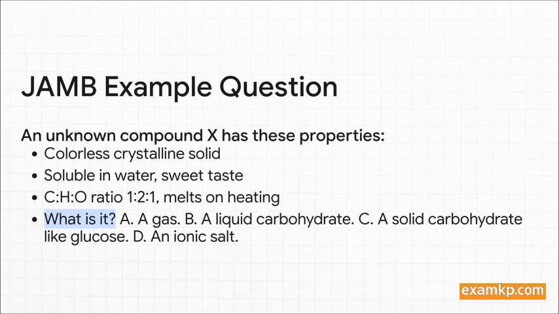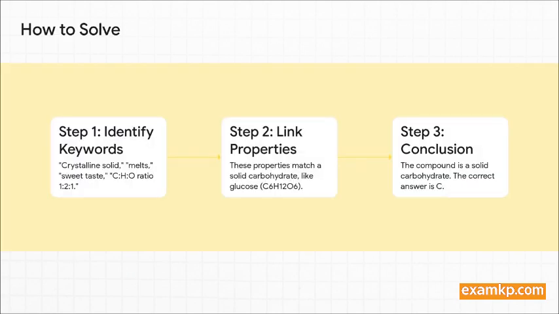We hunt for keywords. First, it says crystalline solid. Boom, we know its state. Then it mentions sweet taste and a C to H to O ratio of 1 to 2 to 1. Those are classic giveaways for a carbohydrate, something like glucose. You put all those clues together, and the only one that fits is C, a solid carbohydrate.